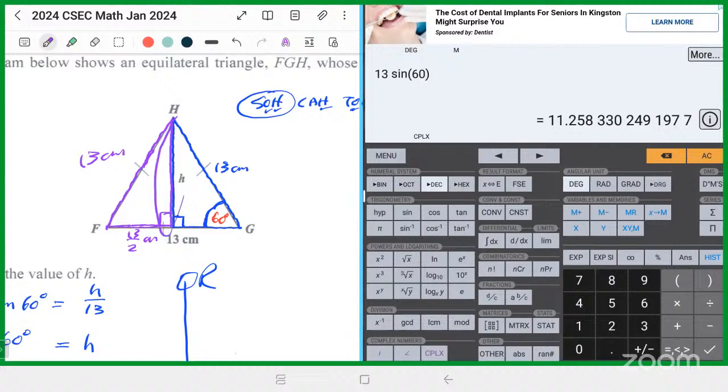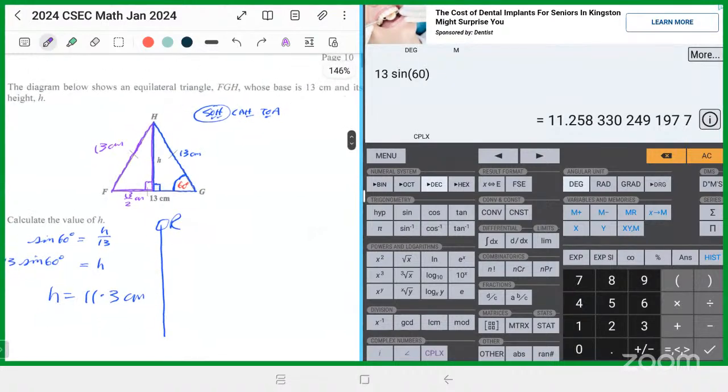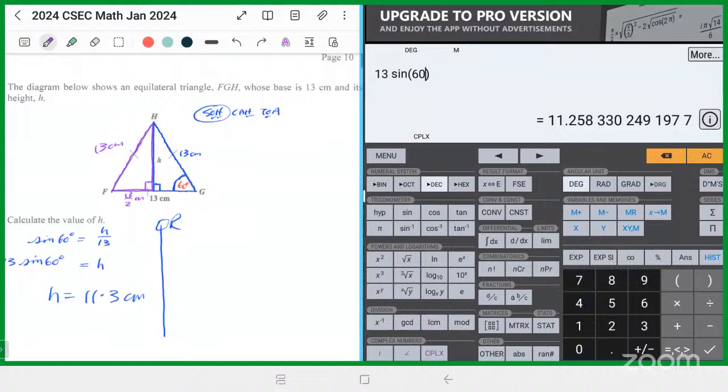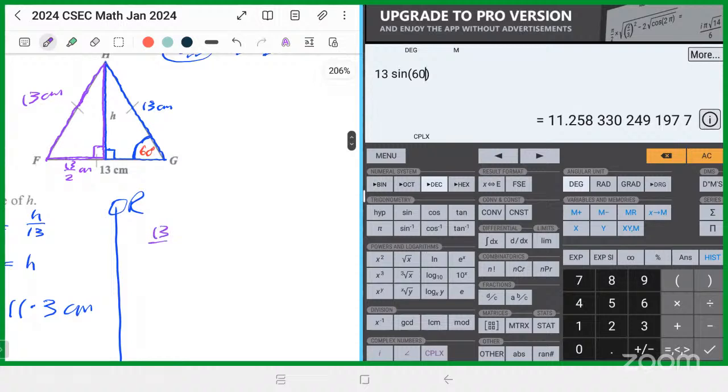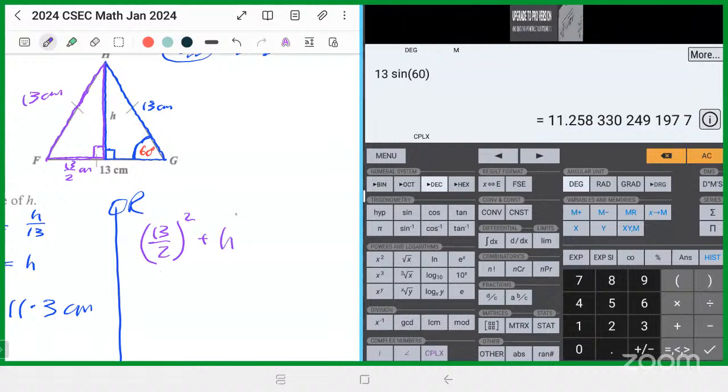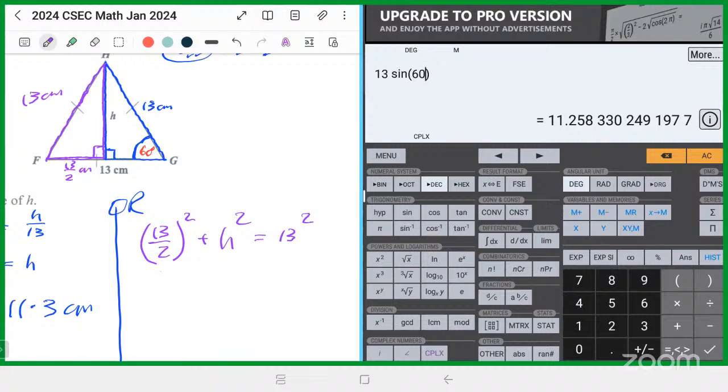And so we're trying to find the height now in that triangle. I'm going to use Pythagoras' theorem this time in that purple triangle. So we're working in the purple triangle now, right? Pythagoras' theorem says that this side squared plus this side squared is equal to the hypotenuse squared. So I can say 13 over 2 squared plus the h squared that we don't know is equal to 13 squared, the hypotenuse squared. And now we're trying to find the h.